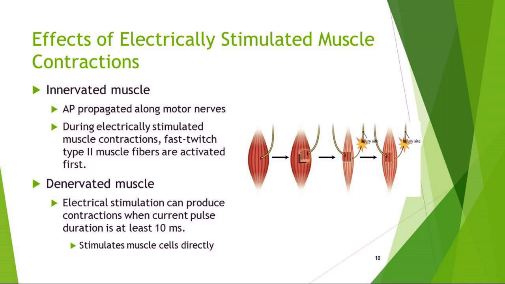So it takes a lot more electricity, a lot more pulse duration, to stimulate the muscle cells directly. So are we usually doing that? No. Do we usually have a denervated muscle? No. If we can use the nerve to stimulate the muscle, that's what we're going to do. We're going to stim the nerve, and that's going to stimulate the muscle. If we don't have that, we'll talk about why we want to do the denervated muscle later.